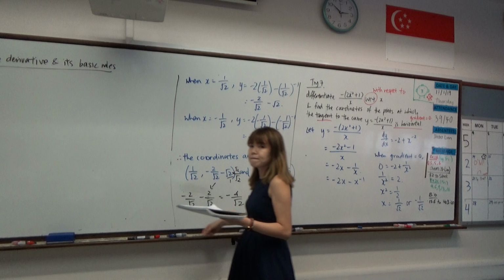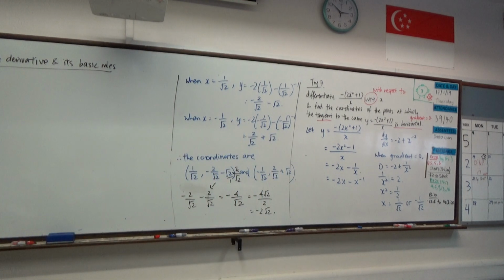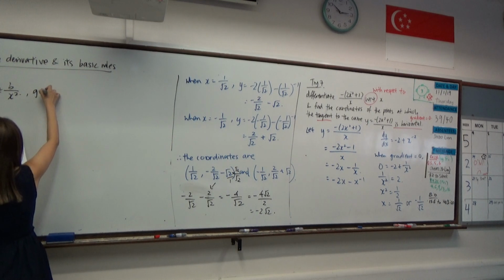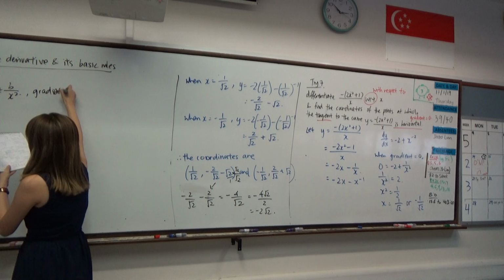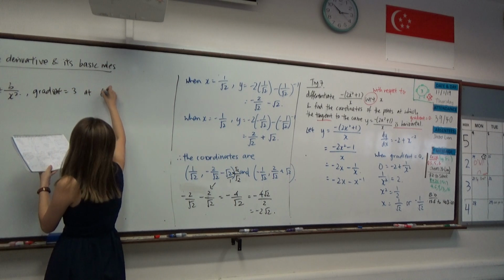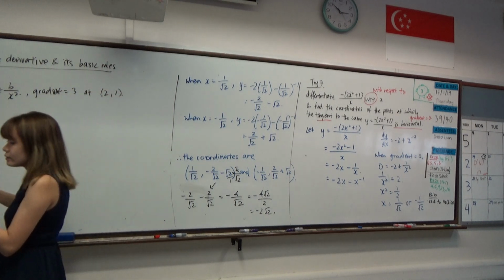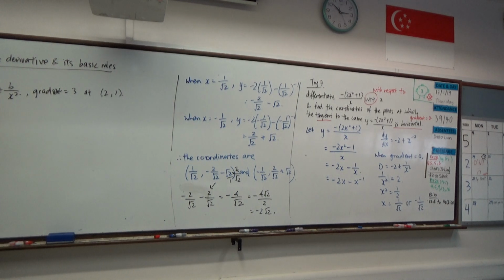Any questions regarding that, other than the simplification part? Okay, let's look at try 8. We want to look at this curve of this equation, where A and B are constants, and you're told that it has a gradient of 3 at the point (2, 1). So we want to calculate the value of A and B.